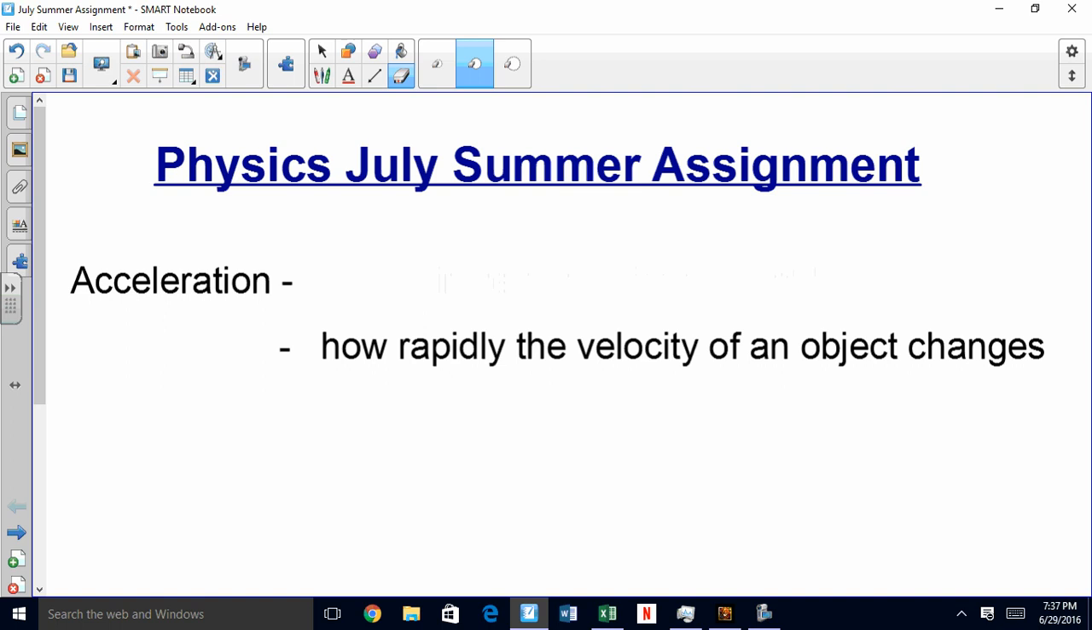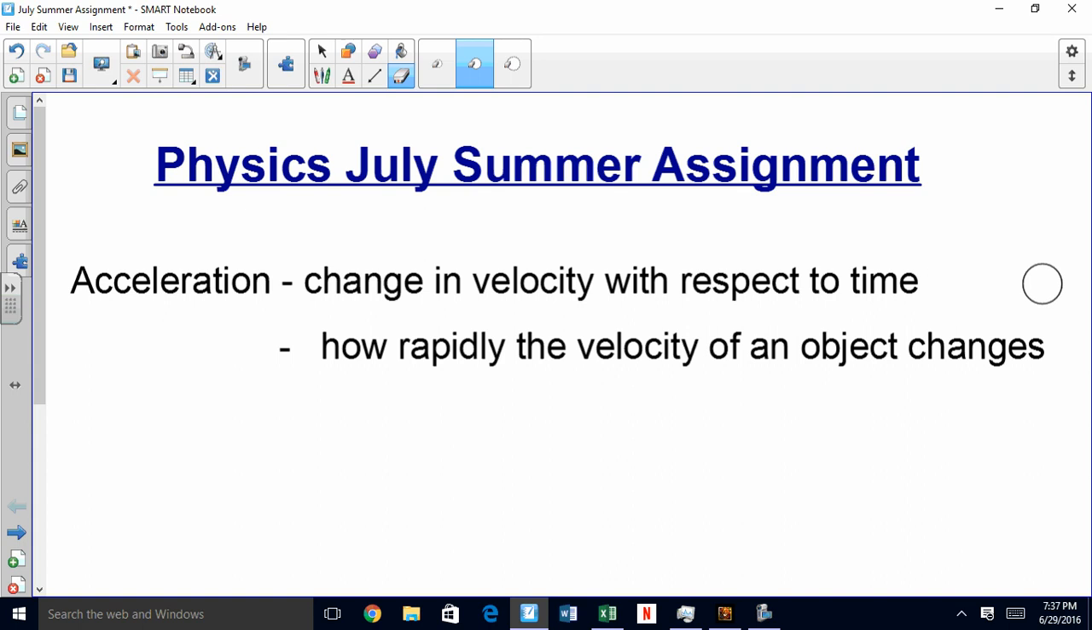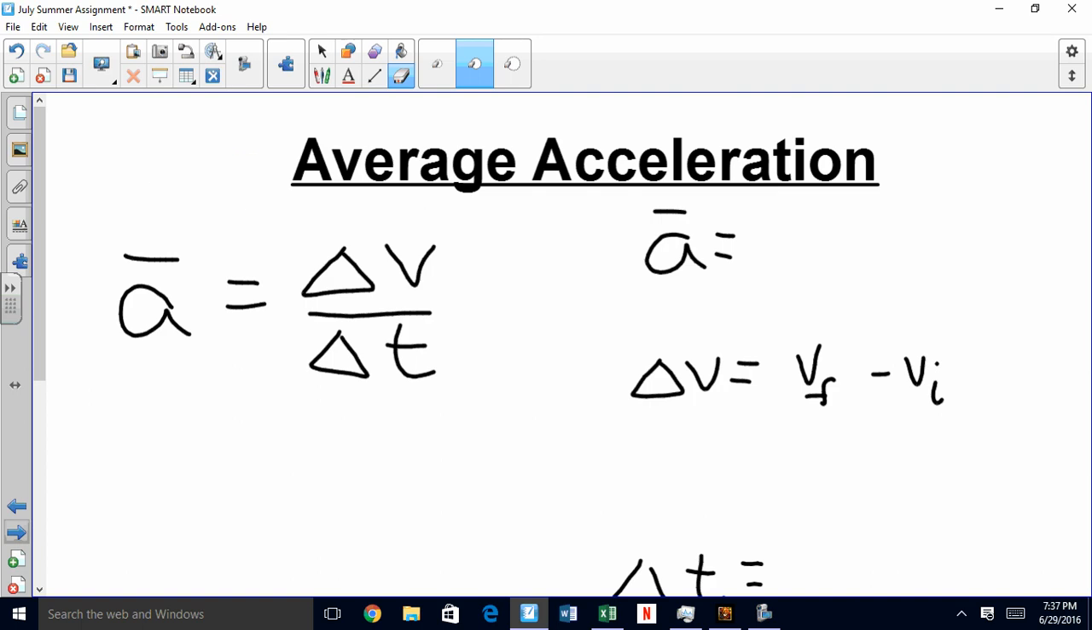Because you can accelerate forward or accelerate backwards, acceleration is a vector. And the more technical definition of an acceleration is the change in velocity with respect to time. So this is going to be another slope, right? Change in velocity over change in time, which is what this next slide is talking about here. This is that definition that I just gave you, right?